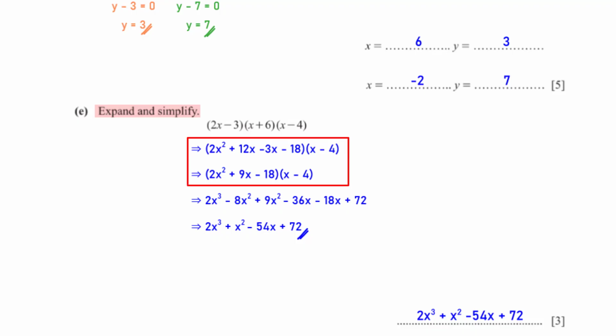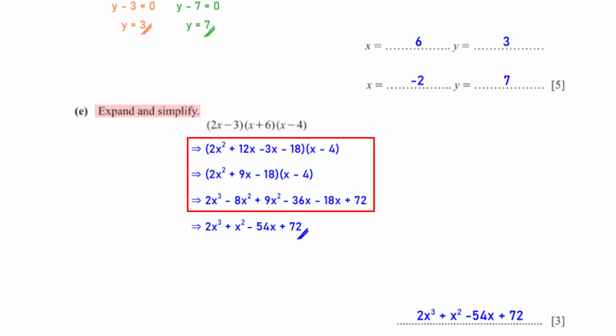When we expand these brackets, 2x squared times x is 2x cubed. 2x squared times negative 4 is negative 8x squared. 9x times x is 9x squared. 9x times negative 4 is negative 36x. Minus 18 times x is minus 18x.